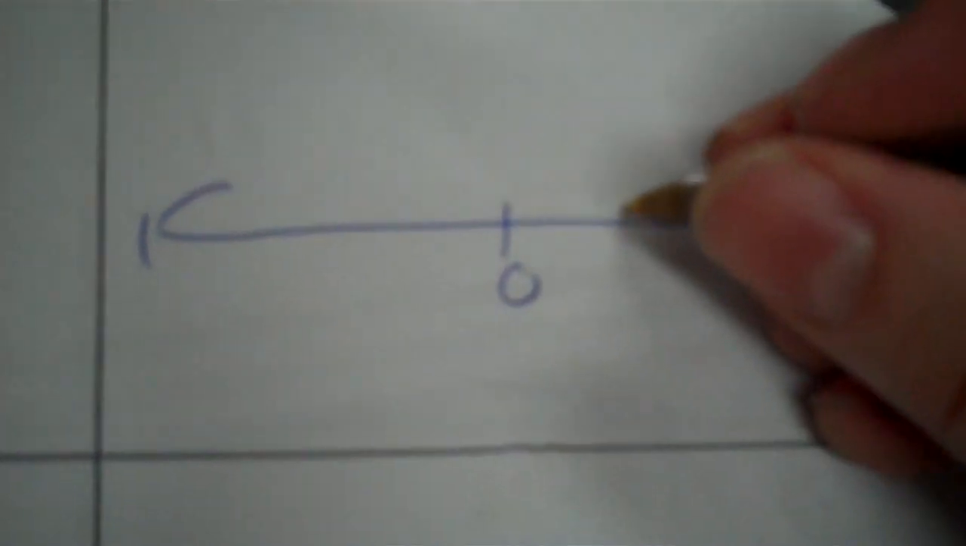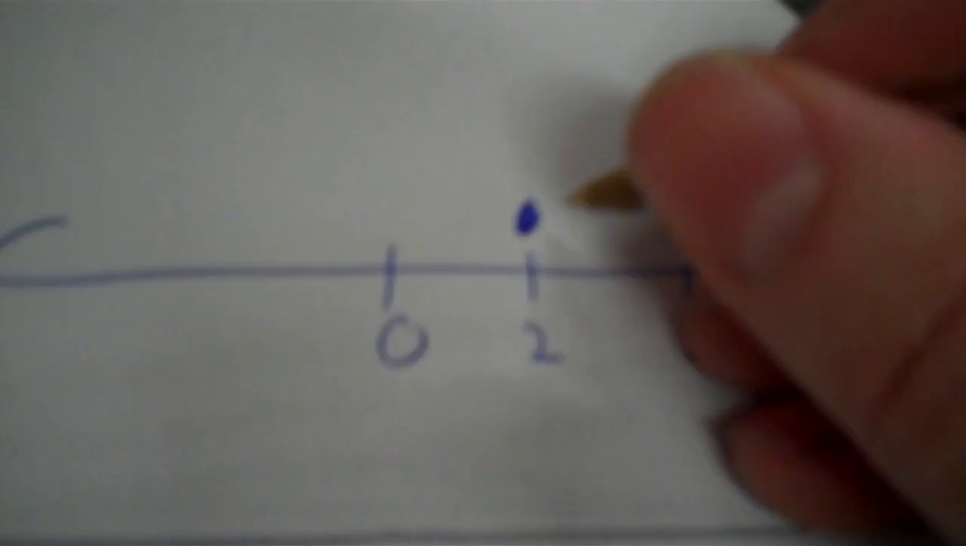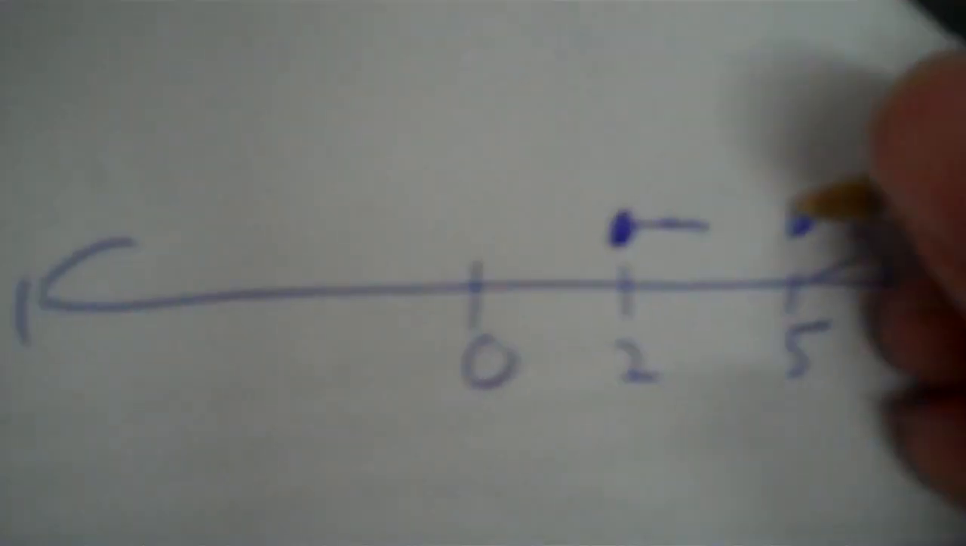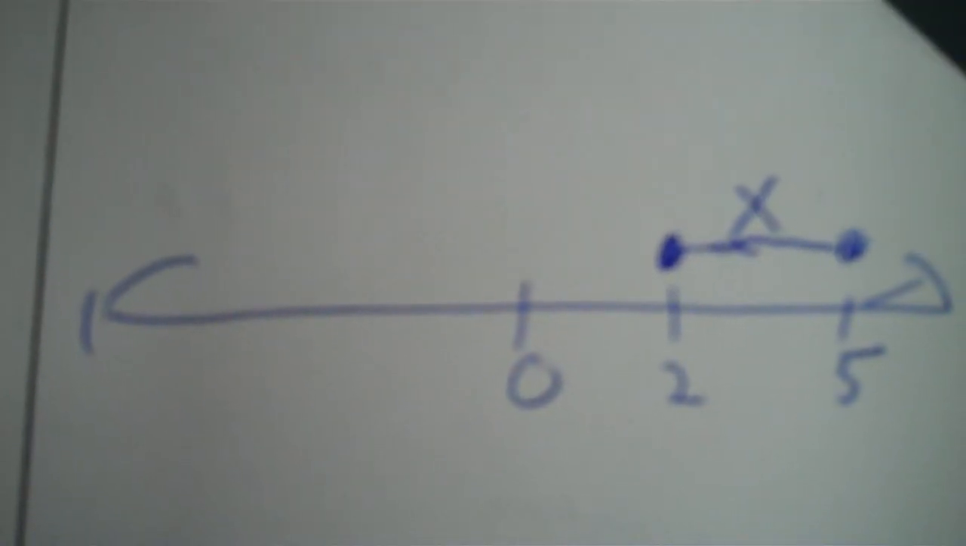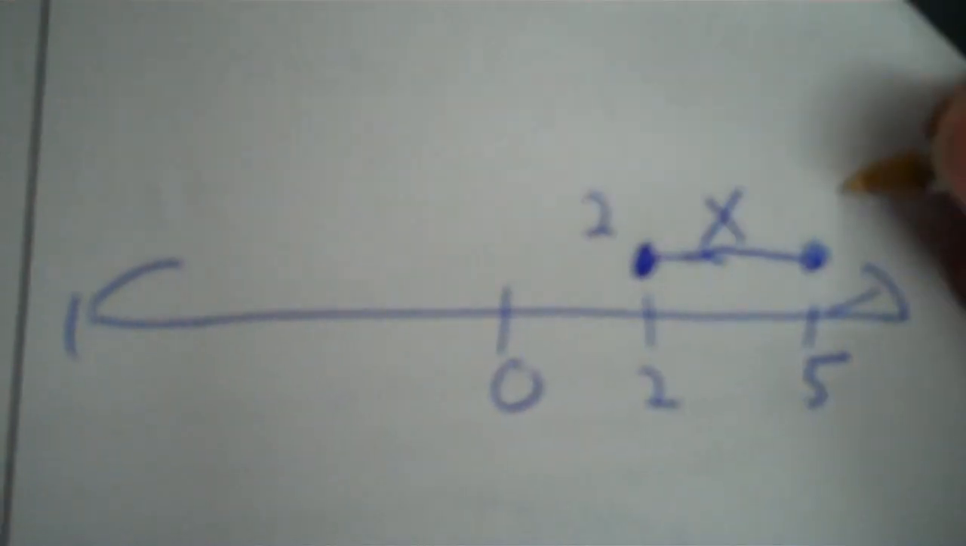Okay, so our critical values are 2 and 5. So both of these would be filled in because we have equal to with both of them. Now that's greater than 2, so greater than 2 is this way. Less than 5. Less than 5 is this way. Now, a lot of you mislabeled this the other day. What you need to do is put x in the middle just one time. Put 2 on one side, 5 on the other.